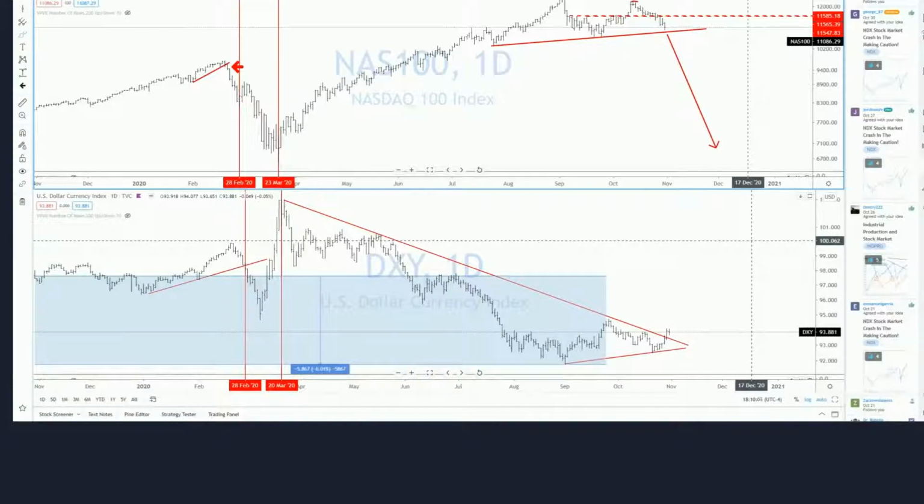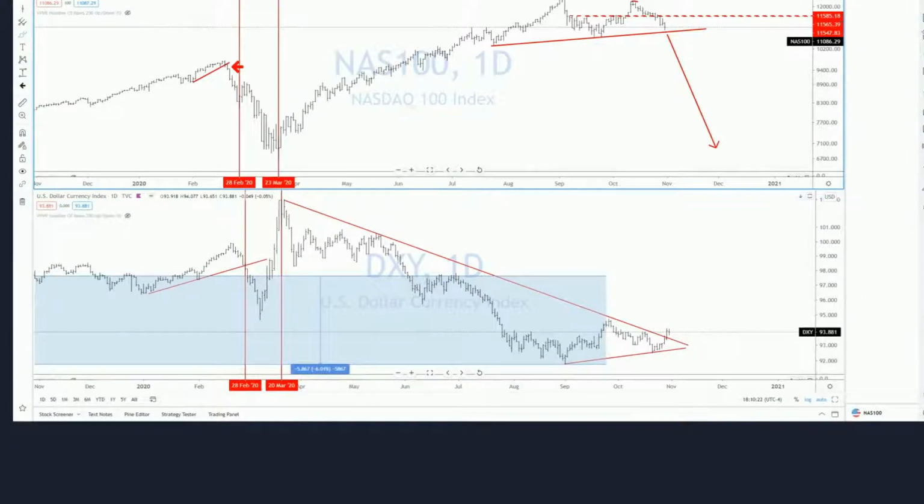So what do you think is going to happen to the NASDAQ? You think it's going to hold up? Because what we're seeing now is that money is flowing out of stocks into the dollar. Let me show you another one now.